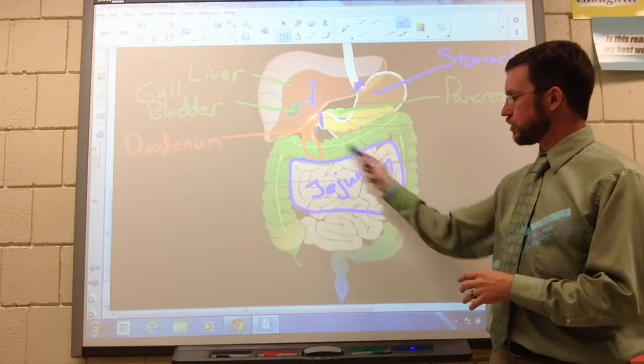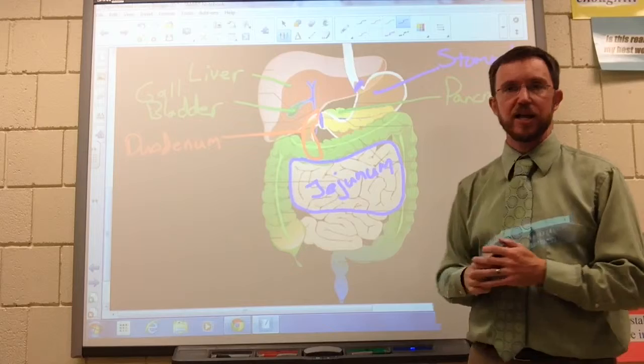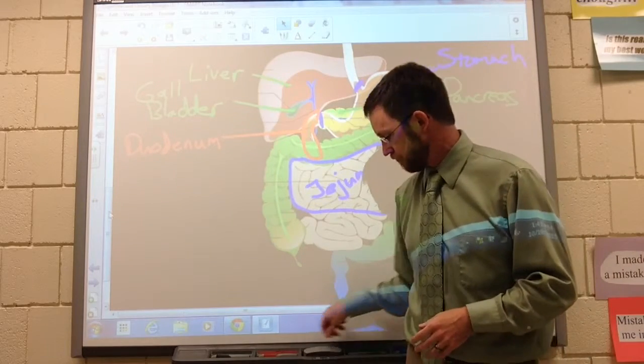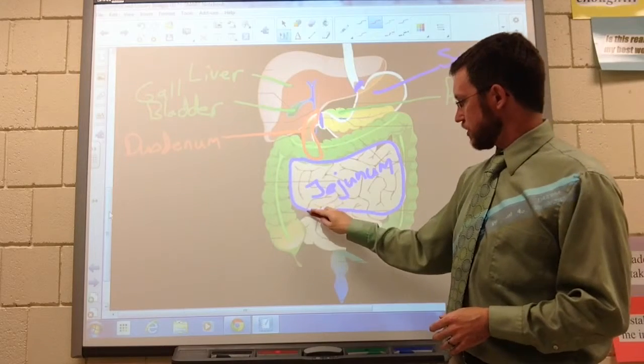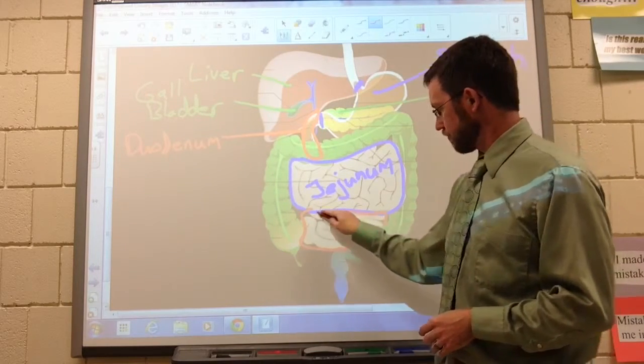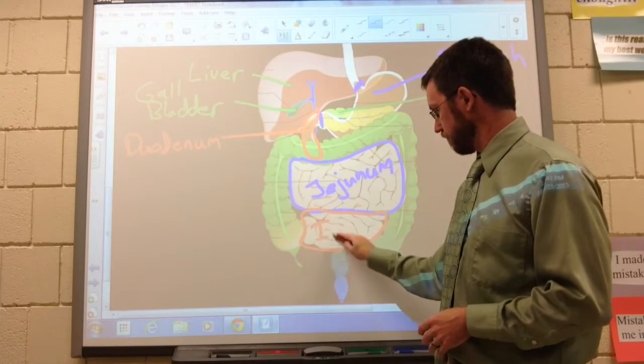Now, once the food goes through there and we've taken out a lot of the nutrients and a lot of different things have happened, we move on into another section here. This section that's this last part of the small intestine here is known as our ileum.